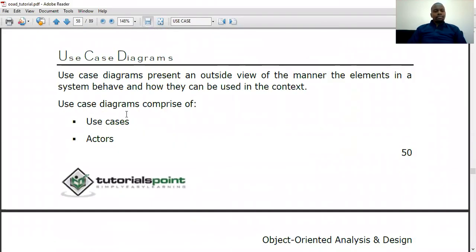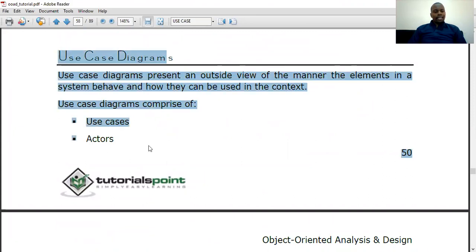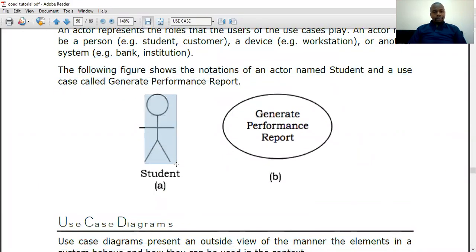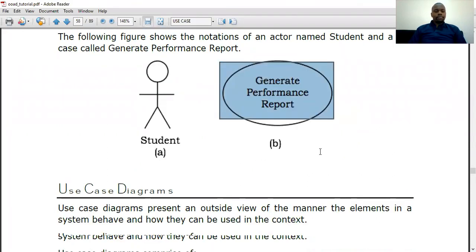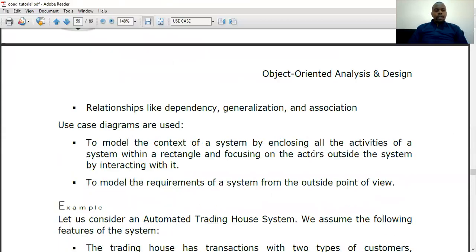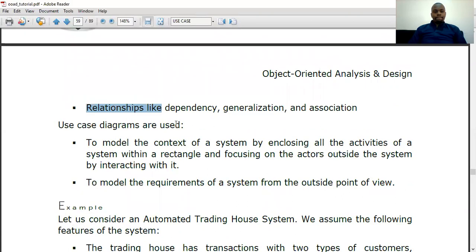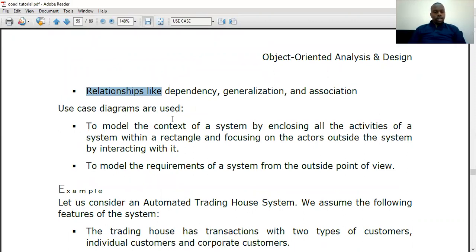So use case diagrams are made up of use cases and actors. So this is basically a what? An actor, a user, and this is a use case, a process, okay? And of course, because of relationships, we show relationships using links, straight lines and arrows, okay?